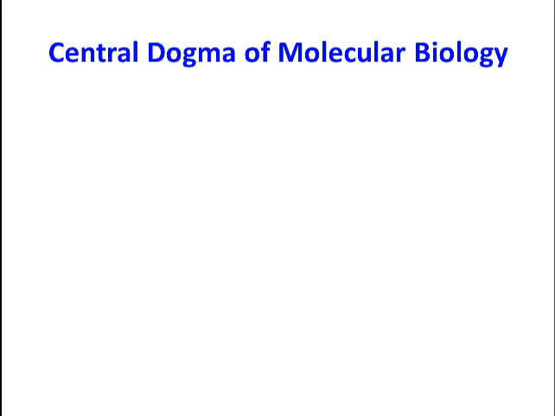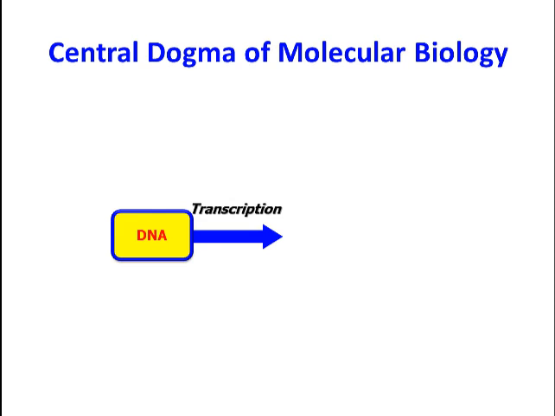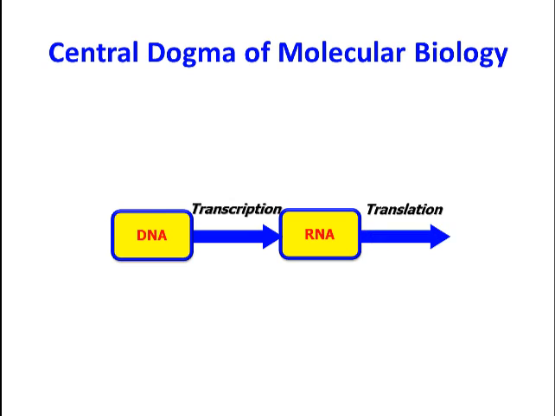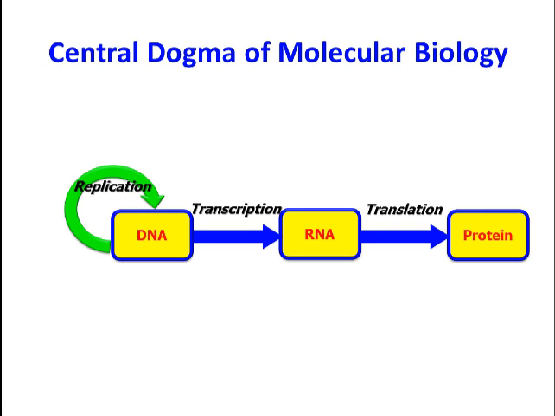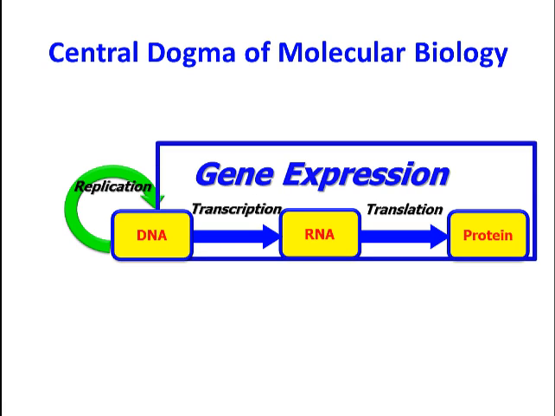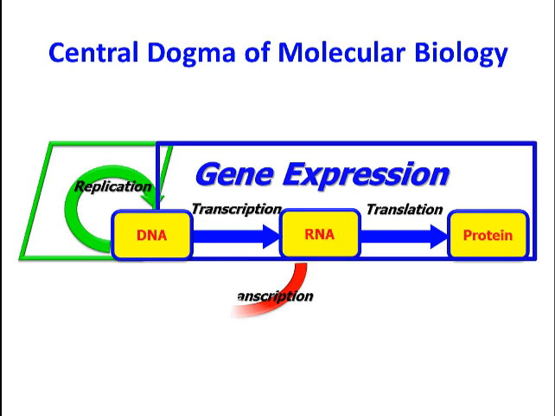As the dogma is crucial, I would like to work on that a bit more. DNA, through transcription, produces RNA, which in turn, through translation, produces protein. As we talked before, DNA also will reproduce itself through replication. What can be seen in blue is called gene expression, and what we see in green is replication. We also mentioned reverse transcription. As can be seen, it is making DNA from RNA.